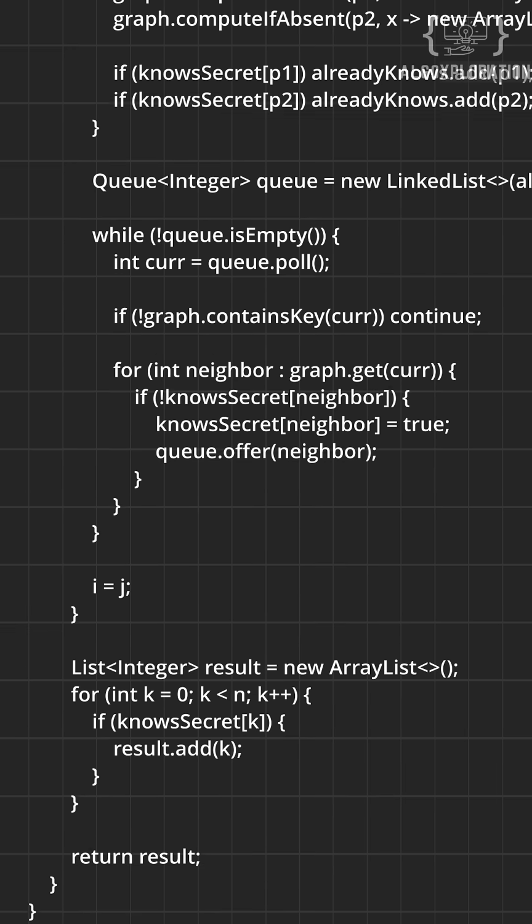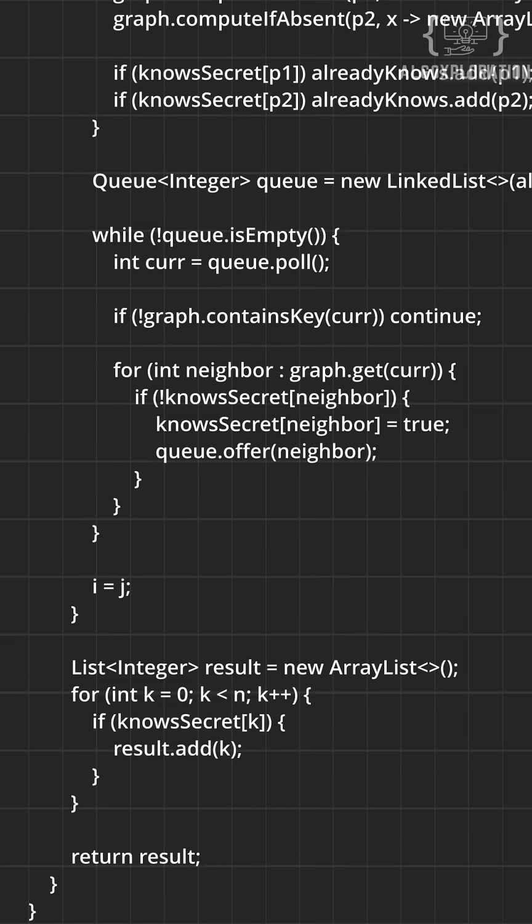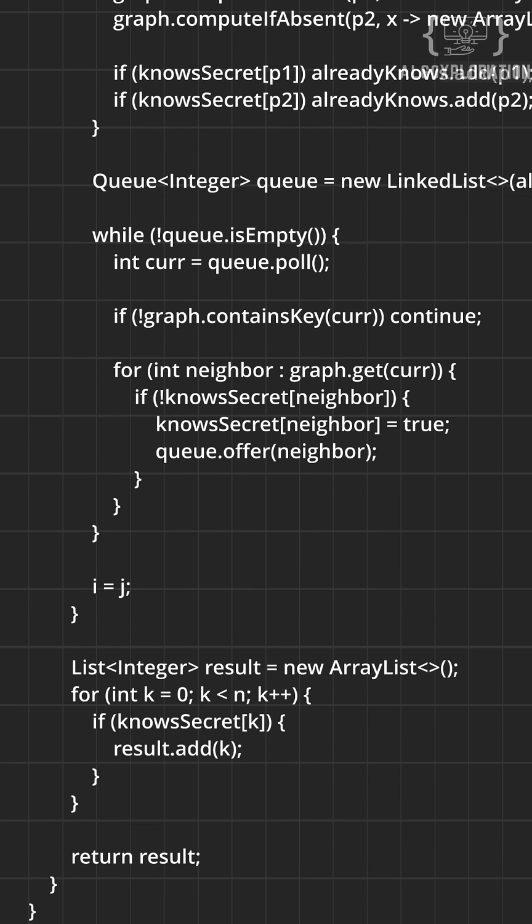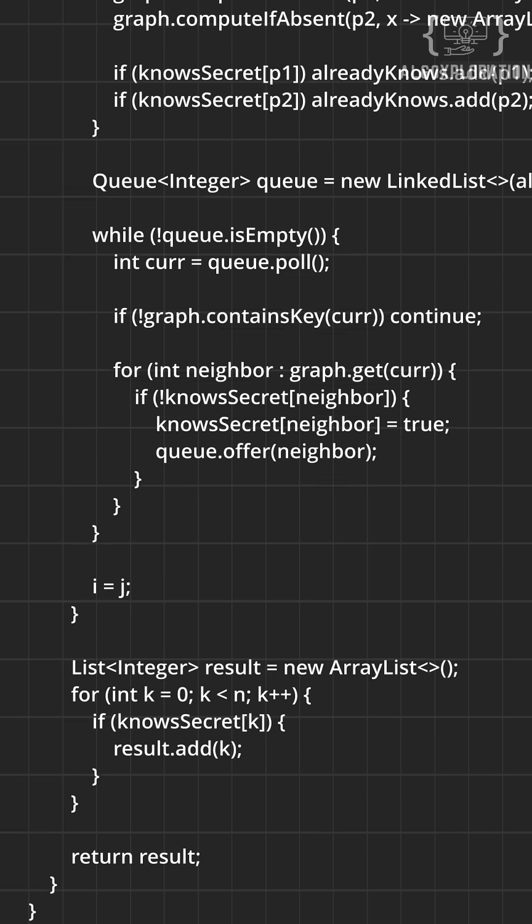So the time complexity is order of m log n plus m, and the space is order of n plus m. So the full code is in the comments.